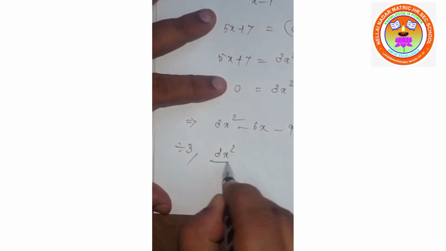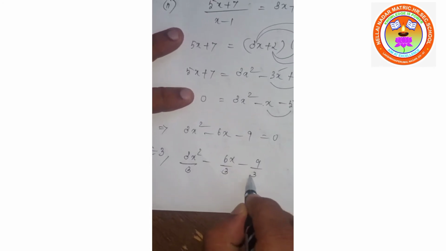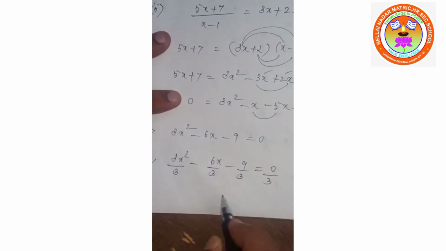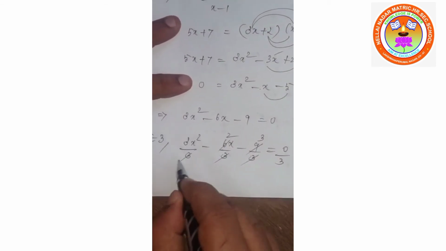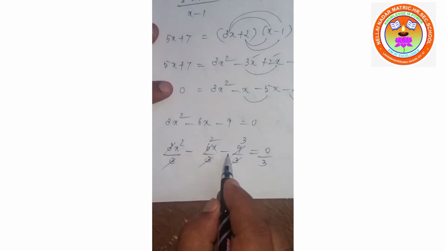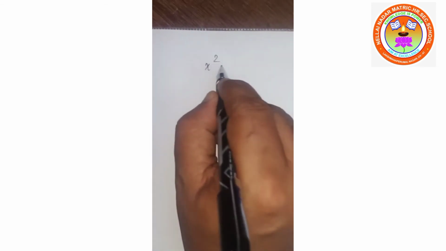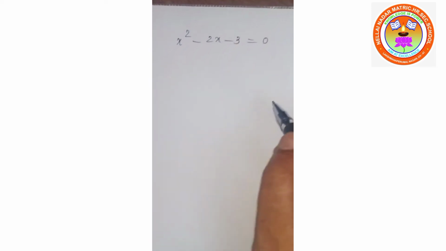That is 3x squared by 3 minus 6x by 3 minus 9 by 3 equals 0 by 3. 3 ones are 3, 3 twos are 6, the 3s get cancelled. So we will get x squared minus 2x minus 3 equals 0 by 3, which is 0. x squared minus 2x minus 3 equals 0.